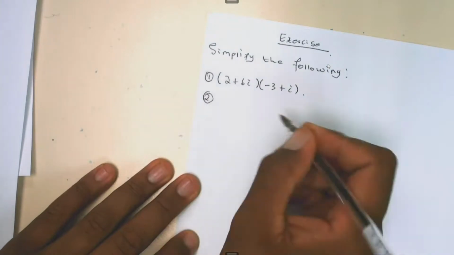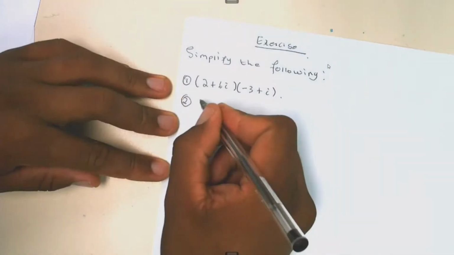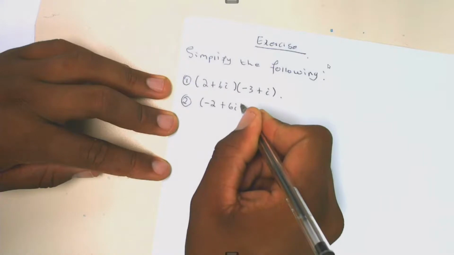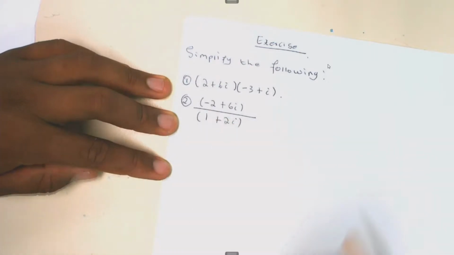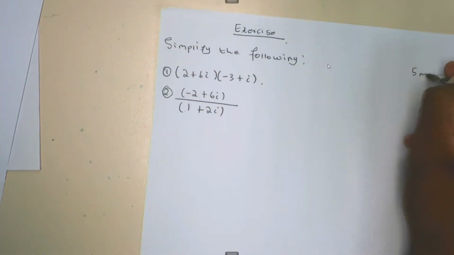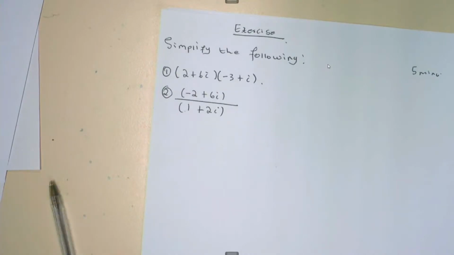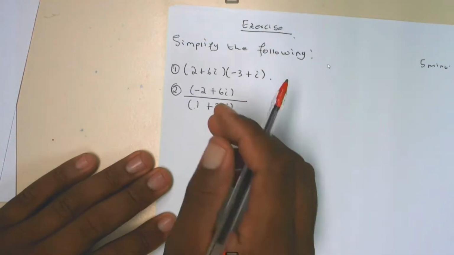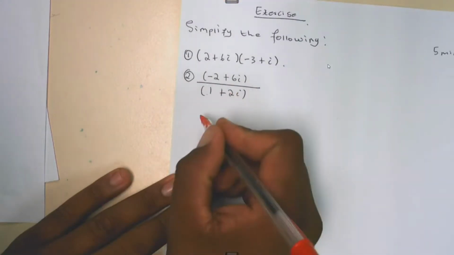Number two, let's have the one of division. That will be minus 2 plus 6i all over 1 plus 2i. Yes, let's simplify this for about 5 minutes or so. Remember, this is multiplication, this is division, for 5 minutes. Okay, then let's just solve these two equations. Then, as we have here the solution.